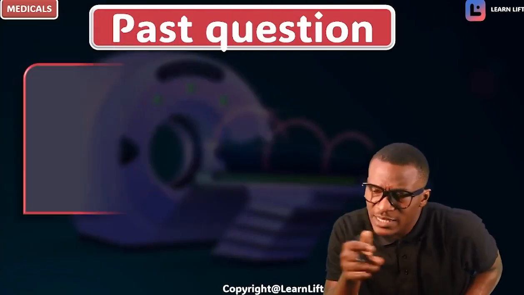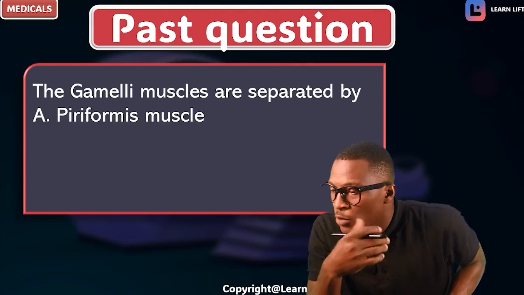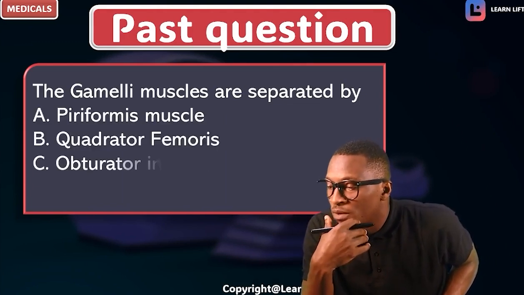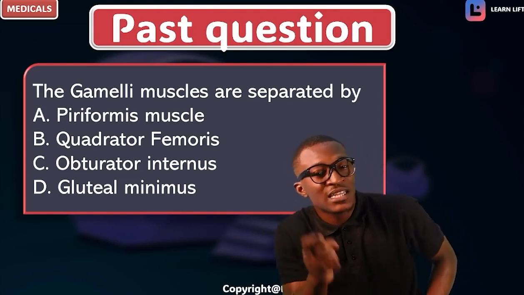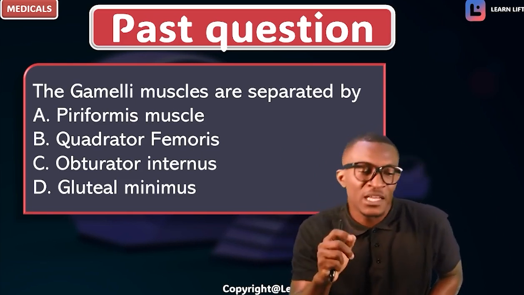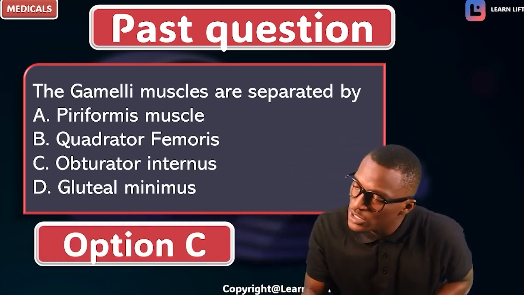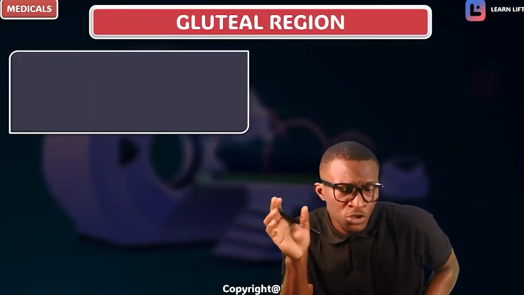If you say you understand that, let's take one or two past questions. The past question says that the gemini muscles are separated by option A, piriformis muscle, option B, quadratus femoris muscle, option C, obturator internus muscle, option D, gluteus minimus. Everybody, what's the answer? We said that the gemini muscles are divided into superior and inferior. Who is dividing them? Obturator internus, making option C the answer. Do you understand that?